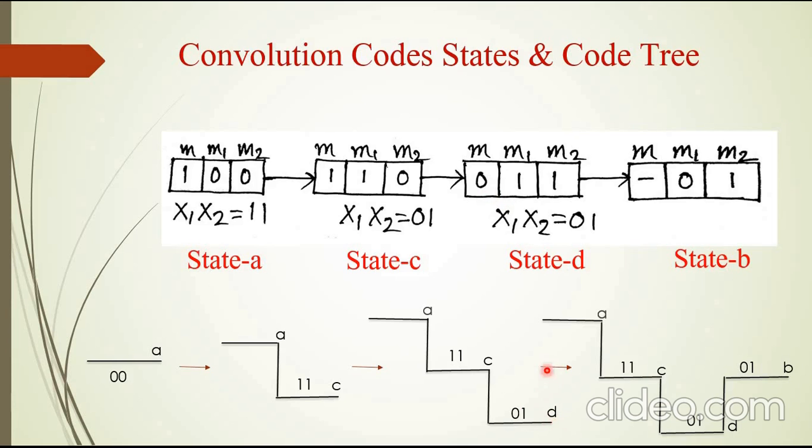Now the next bit after state D will be 0 input. So here input is 0. Make it an up step as input is 0. So I am making it an up step, and the output over here is 0, 1. So let us mention output 0, 1. And it will reach state B. Over here, it will be in state B. So this is how we can make a code tree.